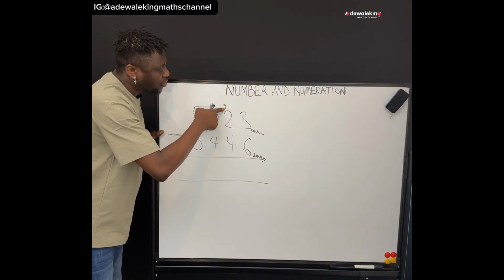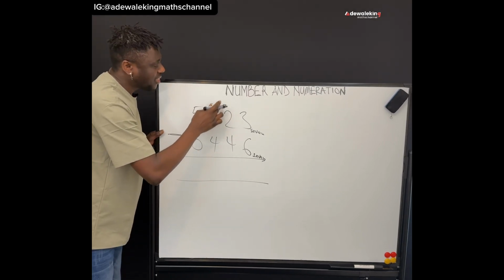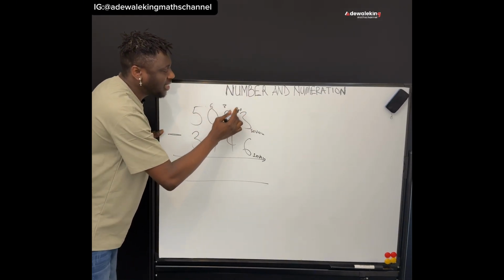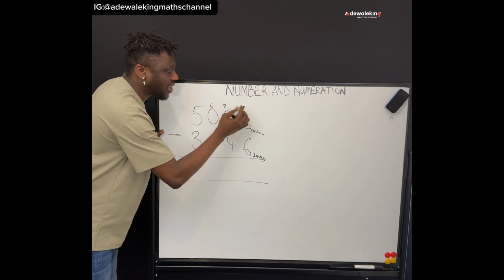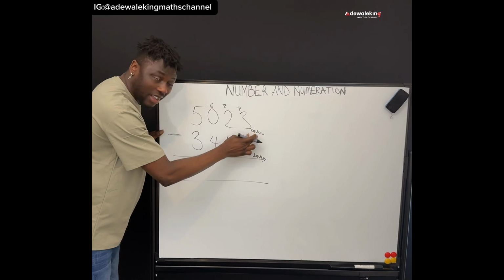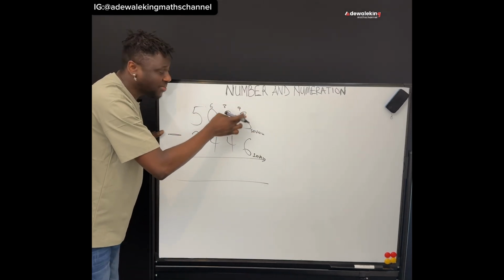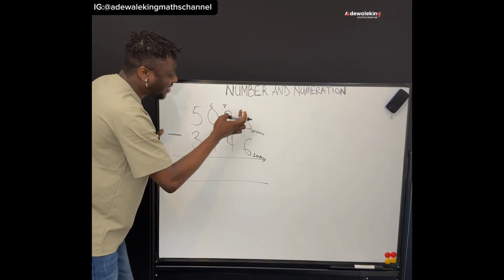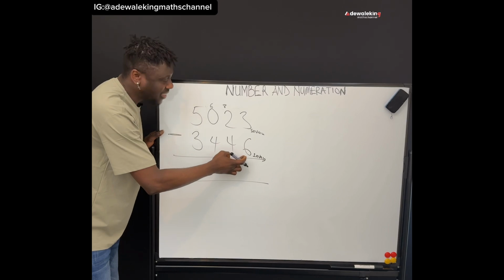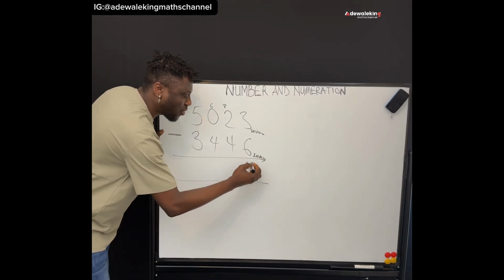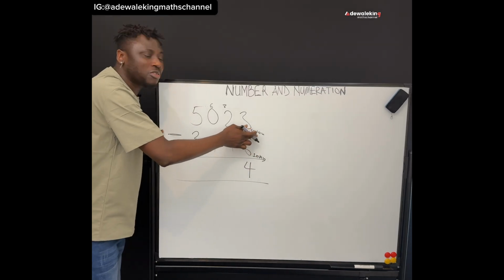You borrow 1 from 9, it becomes 8. Then you place it here. The 1 you borrow to this place is 7 because the base is 7. So 7 plus 3 is 10. So you say 10 minus 6. 10 minus 6 will give us 4. We write 4 because 4 is not up to a bundle of 7.